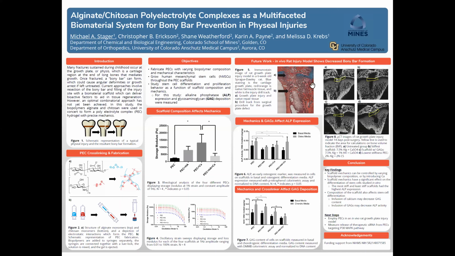which are shown in figure 5 and figure 8. In this model, a drill hole is done through the growth plate, and then the biomaterial scaffold is placed within it. As we can see in figure 8A, this is the untreated, and in figures B, C, and D, this is where the biomaterial scaffold has been inserted, and there is less bony bar formation.